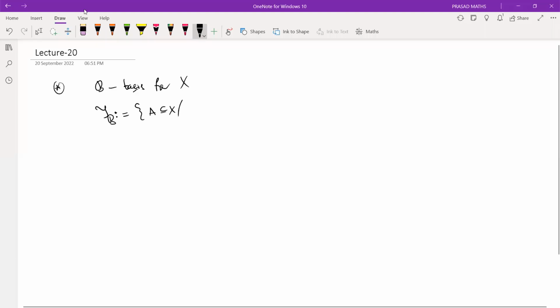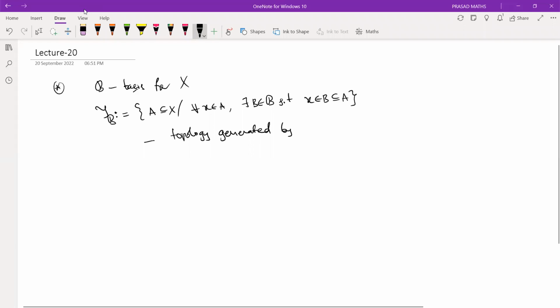What is the definition? The topology generated by a basis is a collection of subsets of X such that for every element A, there is a basis element containing x and contained in A. So this is nothing but the topology generated by a basis. That means once you are given an open base, we can generate a topology.